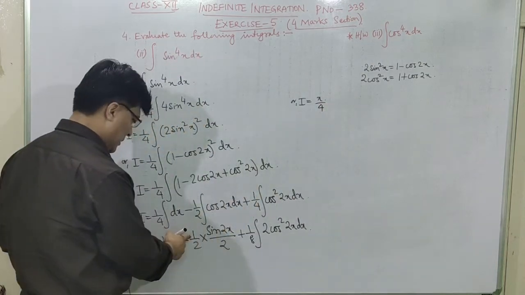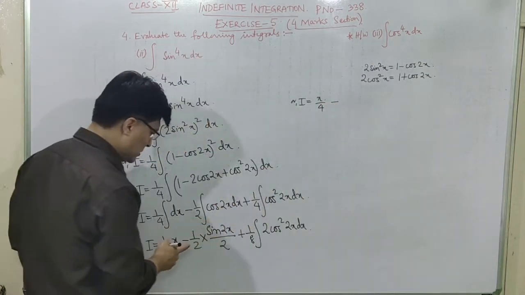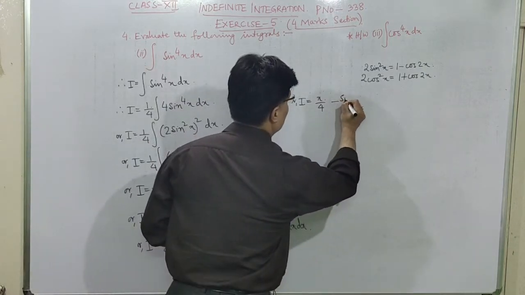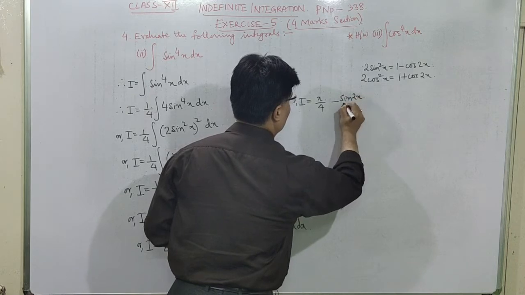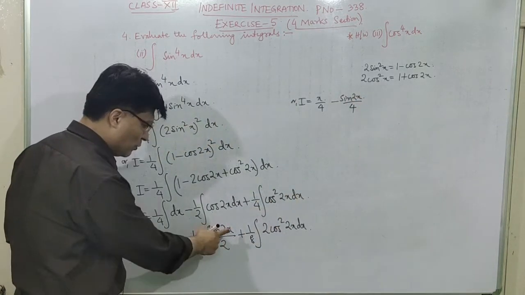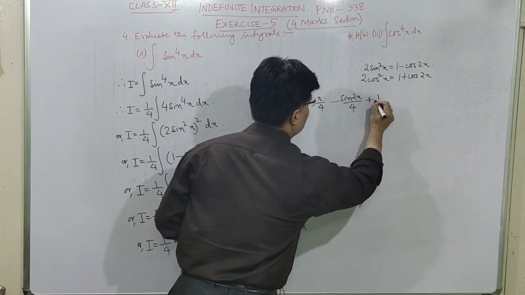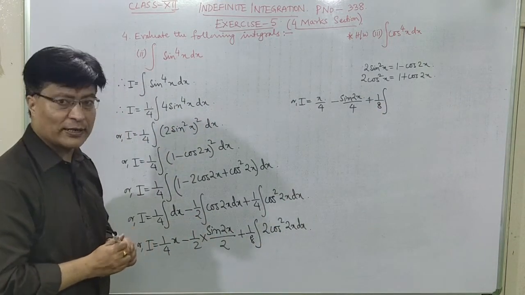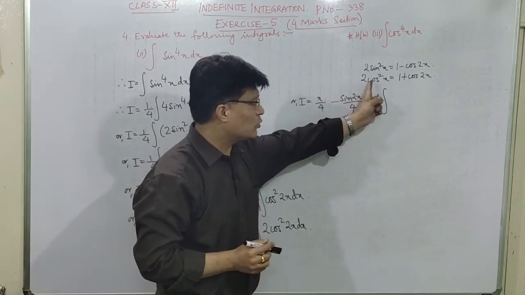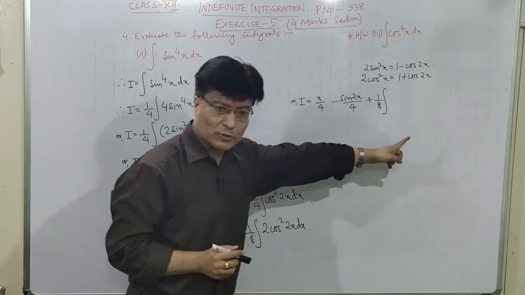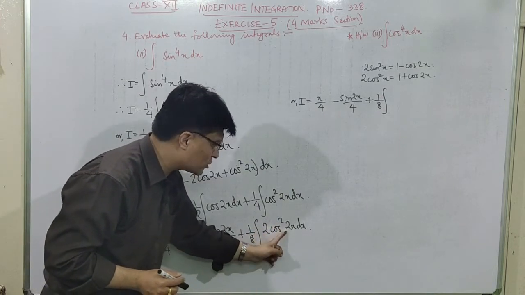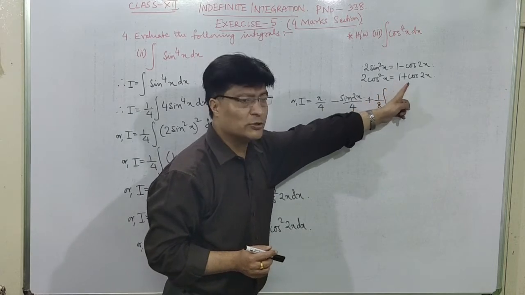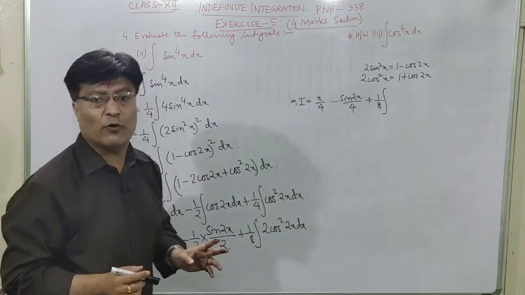This is your x by 4 next. Minus, this is 1 into sine 2x divided by 2 to the 4. So this is sine 2x divided by 4 plus 1 by 8 integration of, what is the formula for 2 cos square 2x? If 2 cos square x is 1 plus cos 2x, what is 2 cos square 2x? Instead of x, there is 2x. So it will be 1 plus cos 2 into 2x, that is your cos 4x.